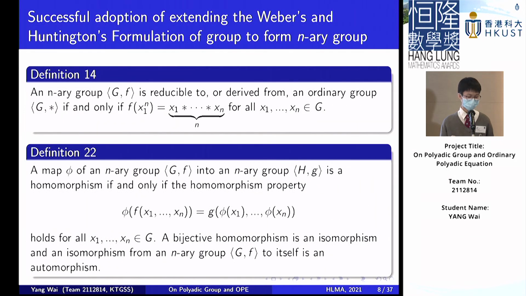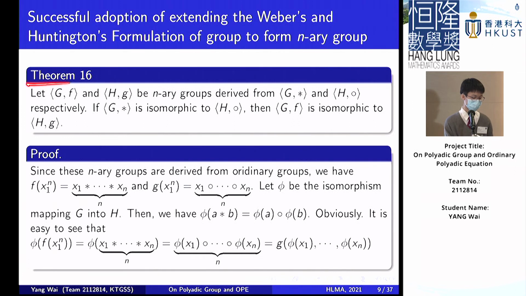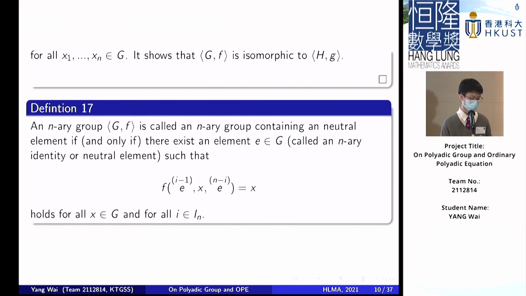And then we will introduce the definition of reducibility. An n-ary group (G, F) is reducible to, or derived from, an ordinary group (G, *) if and only if F(x_{1 to n}) can be represented by the following form. Then in our paper, we proved Theorem 16, that if two ordinary groups are isomorphic, then the two n-ary groups derived from these two ordinary groups are also isomorphic. The proof is here, but because of the time limit, we will just skip it.